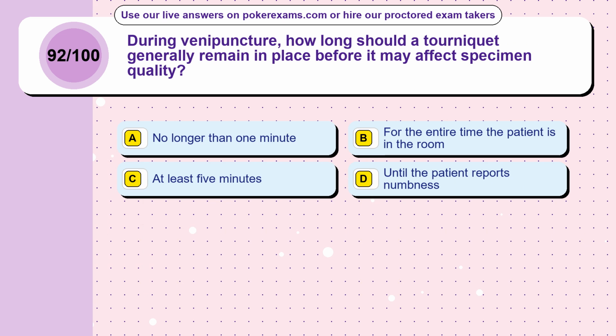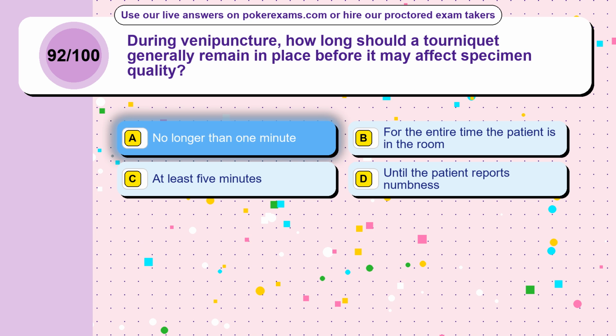Question 92. During venipuncture, how long should a tourniquet generally remain in place before it may affect specimen quality? Option A. No longer than 1 minute. Option B. For the entire time the patient is in the room. Option C. At least 5 minutes. Option D. Until the patient reports numbness.